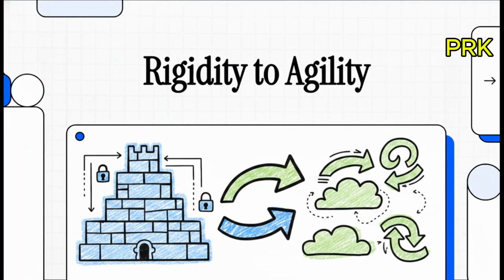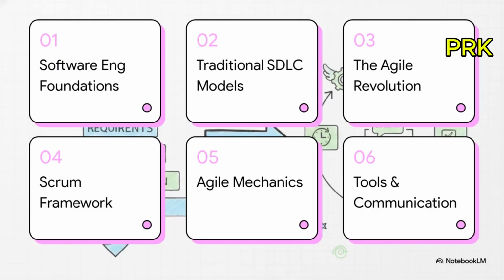All right, let's dive right into this explainer. If you really want to master software engineering foundations, you've got to understand the why behind the workflows. Today, we're tracing the evolutionary journey of software development, from those rigid old-school methods to the fast-paced, highly adaptable systems used by the top tech companies today. We're going to cover 6 core areas today: software engineering foundations, traditional SDLC models, the Agile revolution, mastering the Scrum framework, Agile mechanics and estimation, and finally, tools and team communication.